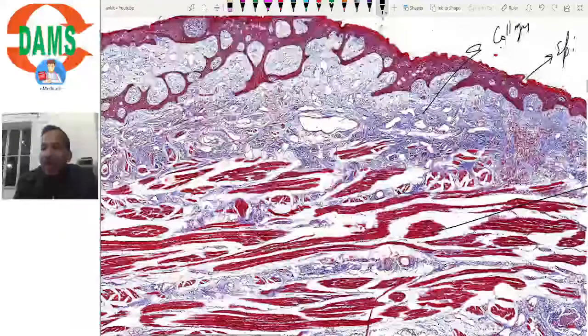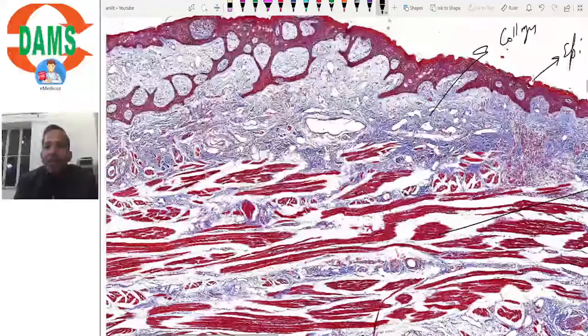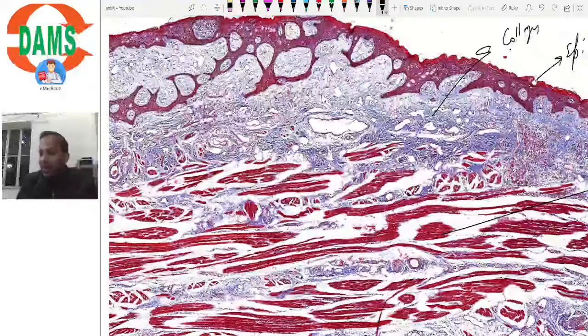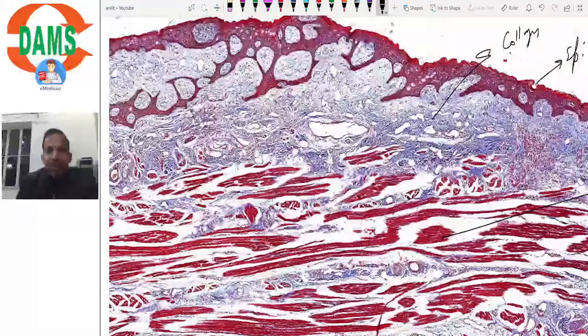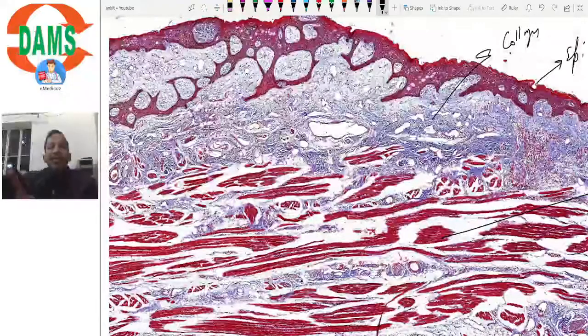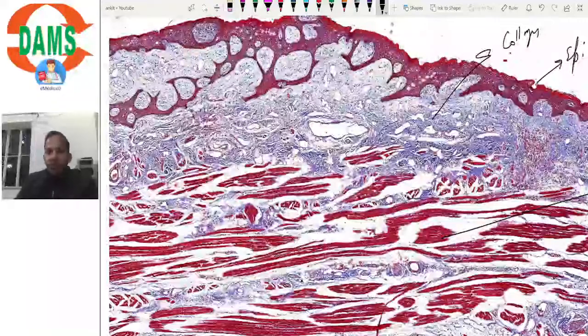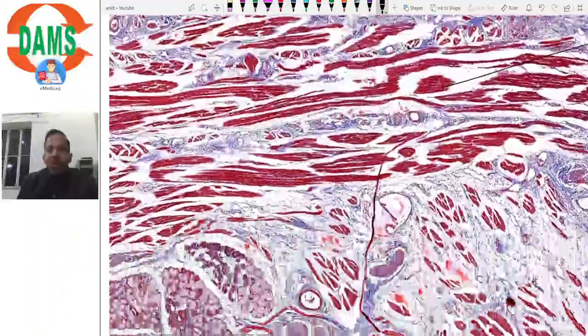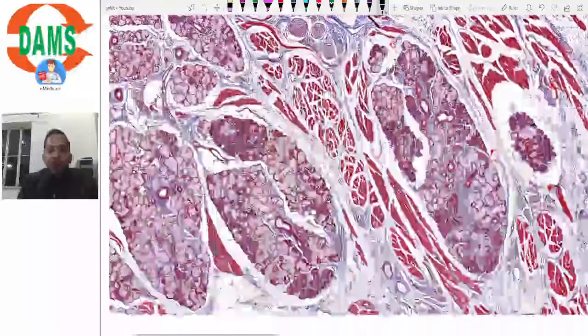But if a diagram like this comes, you should remember that this is nothing but Masson's trichrome staining, right? Masson's trichrome. As the name implies, again it has three types of dyes and it is used to differentiate between the different connective tissues, right? So Masson's trichrome dye, something like this.